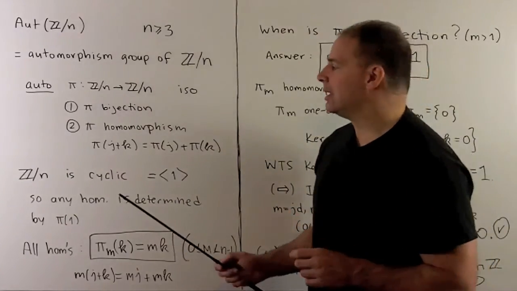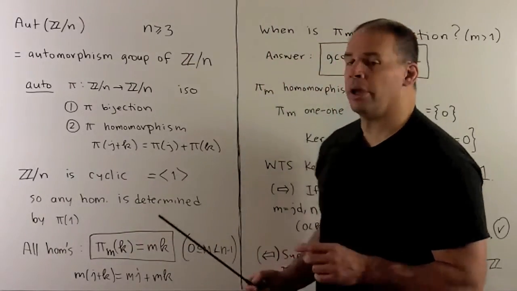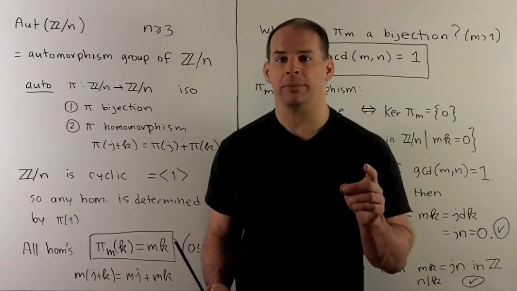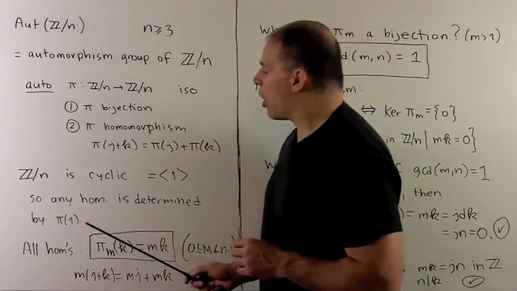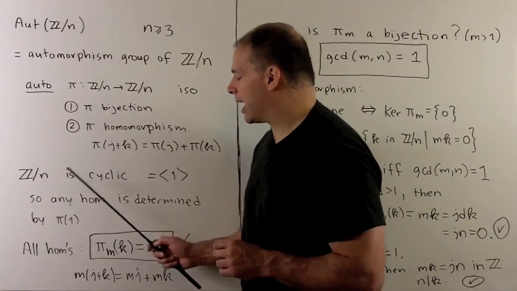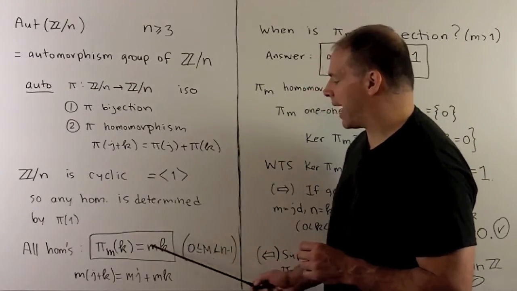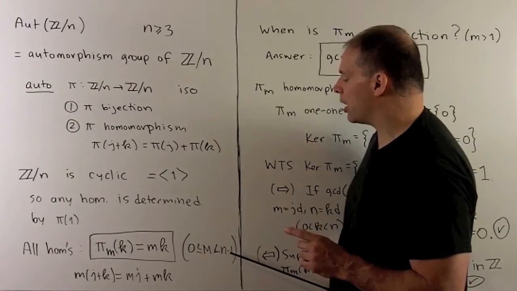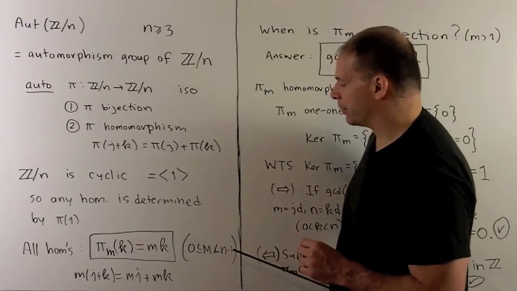Now, Z mod n is cyclic, it's generated by the element 1, so any homomorphism is going to be determined by pi of 1. That means all homomorphisms of Z mod n are in the form pi sub m of k equal to m times k, where m is between 0 and n minus 1, including 0. So we have n of these.